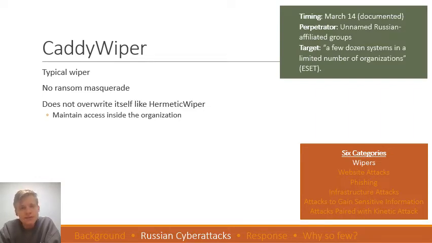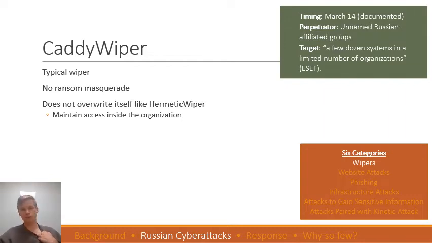Now, the other interesting thing to note about this one is that with Hermetic Wiper, we talked about how it overwrites itself. So if you pick up the computer of an affected person, you can't figure it out. This one doesn't do that. The technical name for this is that it doesn't erase information on domain controllers. Without getting into the technical details of what that means, one of the articles I read said that this is probably a way for the attackers to maintain some level of access inside the organization while they're doing this.